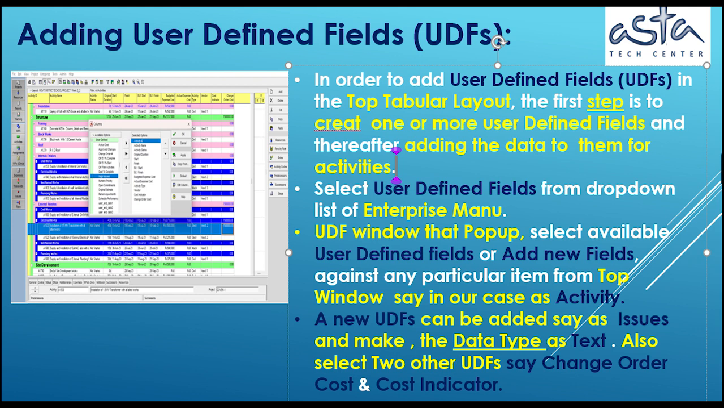In the UDF window that pops up, select available user-defined fields or add new fields against any particular item from the top window, say, in our case, activity. A new UDF can be added, say, Issues, and make the data type text. Also select two other UDFs, say, Change Order Cost and Cost Indicator.